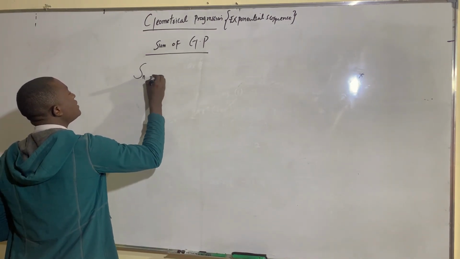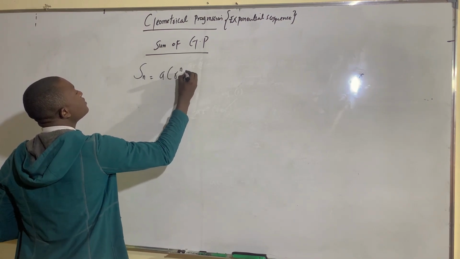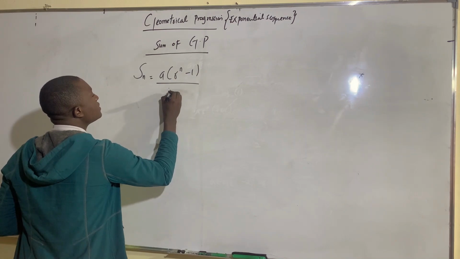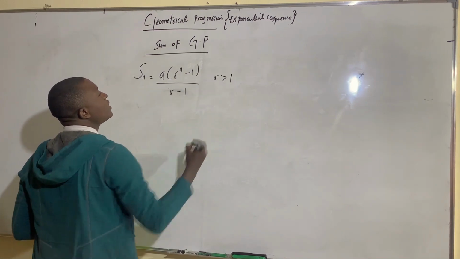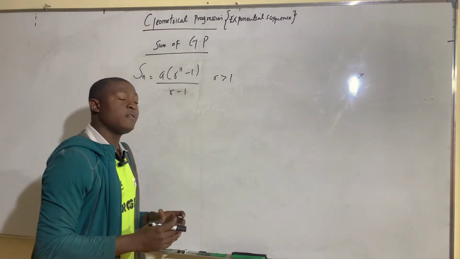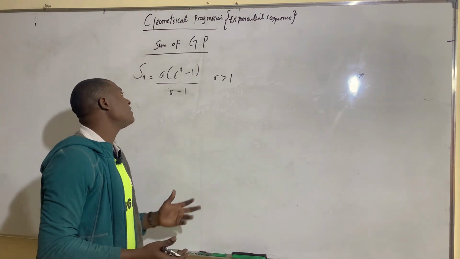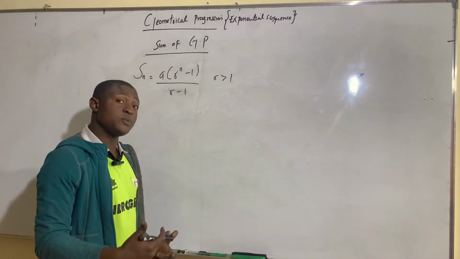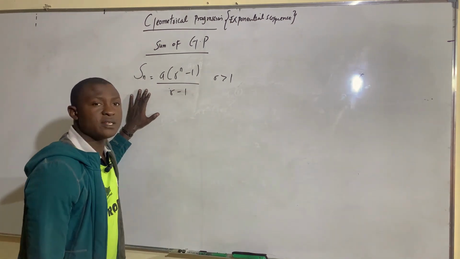First one, xn is equal to A times (r raised to the power of n minus 1) over (r minus 1). This can be applied when our r is greater than 1. Meaning, if I'm solving a problem and I see that the value of my r is bigger than 1, of course, I will apply this formula.